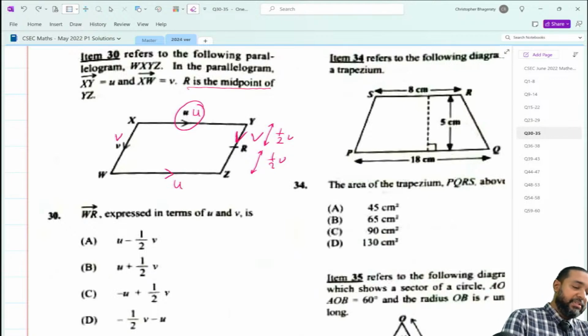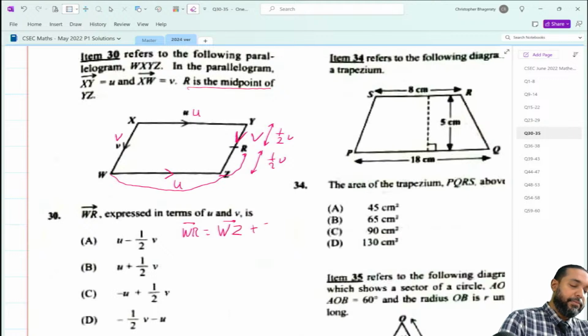Okay. Now they want WR expressed in terms of U and V. WR. So is there a line connecting W and R given in the diagram? No, there's not. So we have to figure out how to get from W to R by going along the lines from one point to the next. So the easiest way to go is from W to Z and then from Z to R. So you express that first. WR means we could go from W to Z first, and then from Z to R.